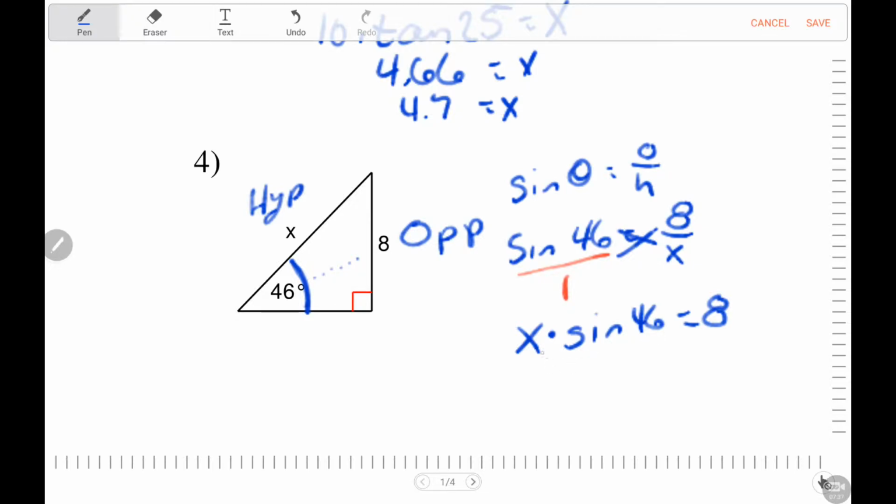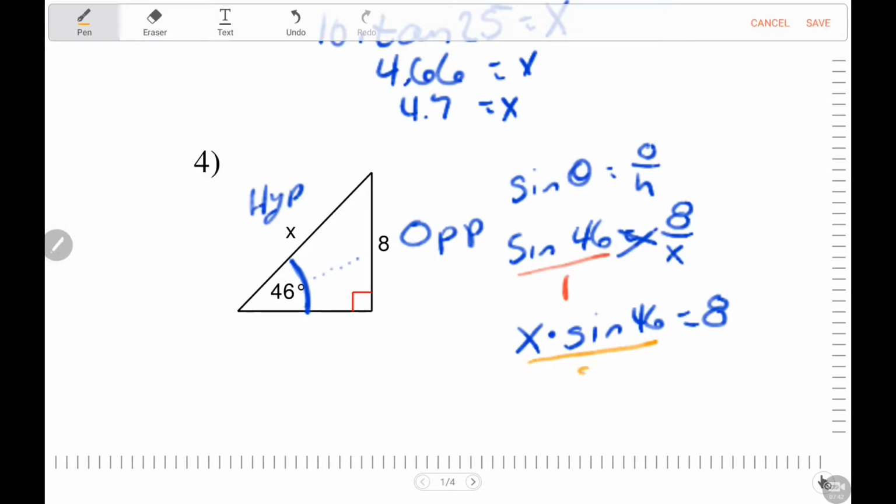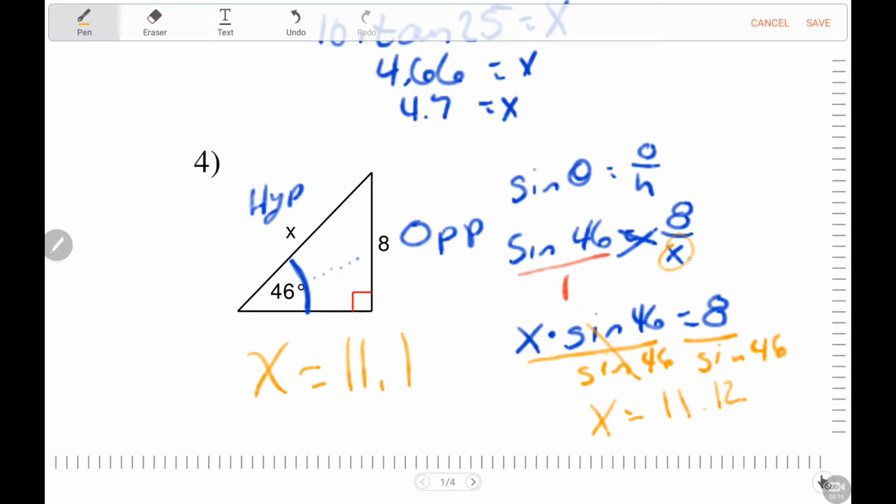So there's actually an extra step you have to do here. You actually have to go in and divide this by sine of 46, so that these simplify, and x becomes, let me do this in my calculator here, 8 divided by sine of 46, 11.12, which is just going to be 11.1.